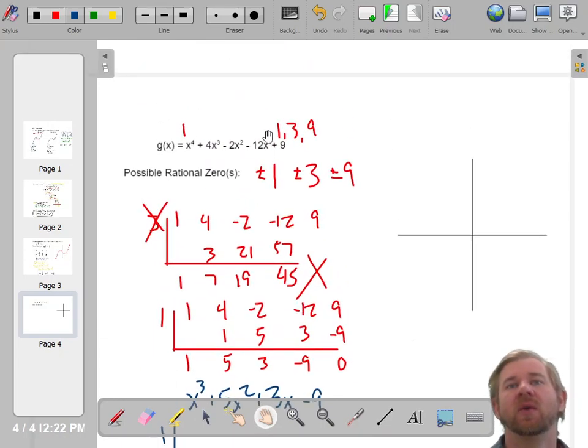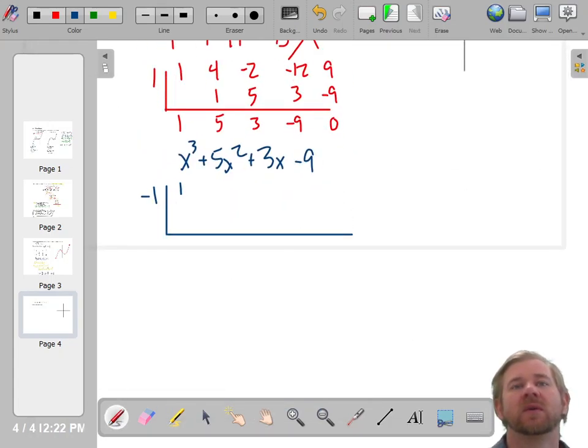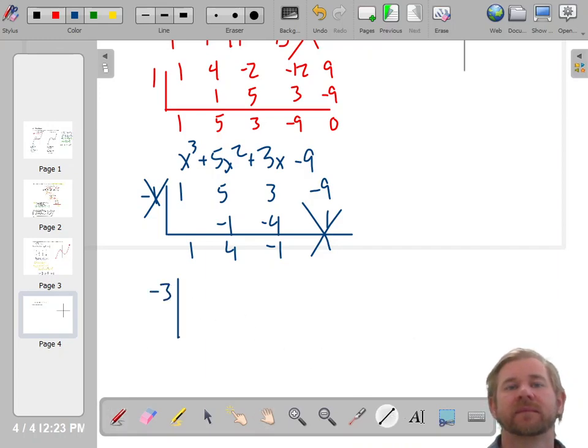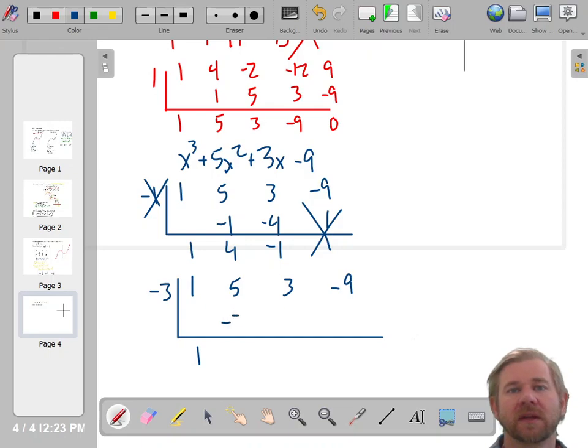Okay, remember, I could try 1 or negative 1, 3 or negative 3. I already tried 3, it didn't work. Let's try negative 1. 1, 5, 3, negative 9. Negative 1, 4, negative 4, negative 1. That didn't work. So negative 1 doesn't work. We tried 3. Maybe we try negative 3. 1, 5, 3, negative 9. Negative 3, 2, negative 6, negative 3. This positive. Hey, we got one.